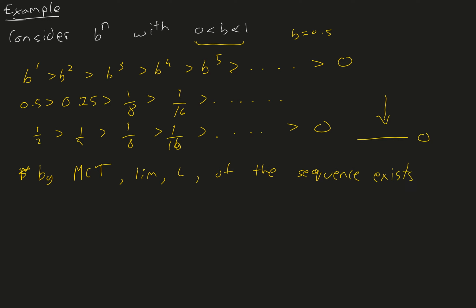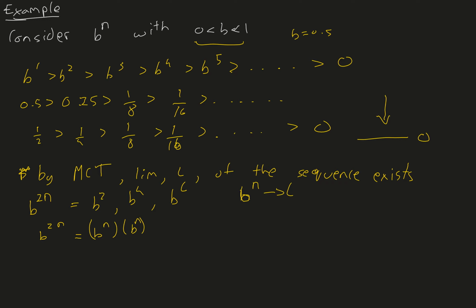So I'm going to take a subsequence of this sequence. I'm going to take the subsequence B^(2n), which is just the terms B^2, B^4, B^6. So I'm taking a subsequence of this original sequence B^n. By the MCT, we know the limit L of the sequence exists, so B^n converges to some L by the MCT.